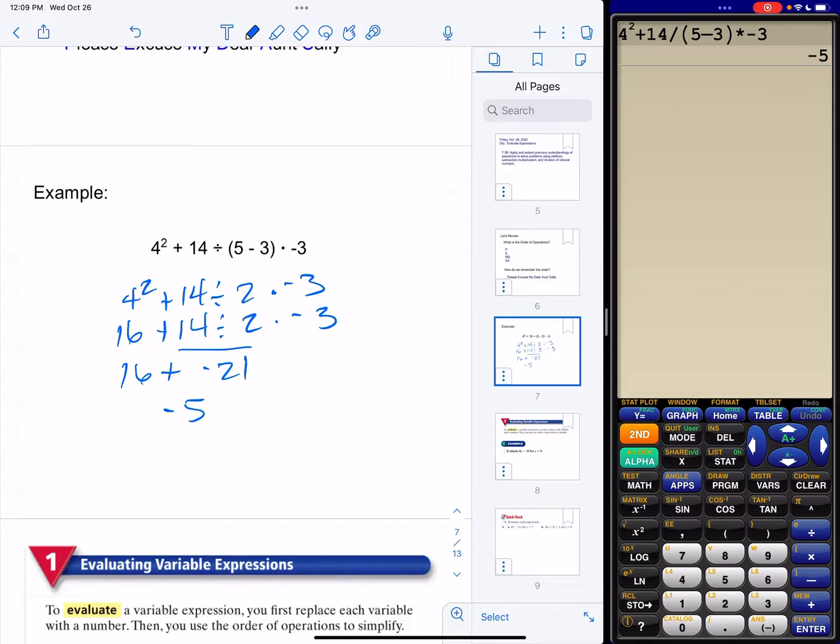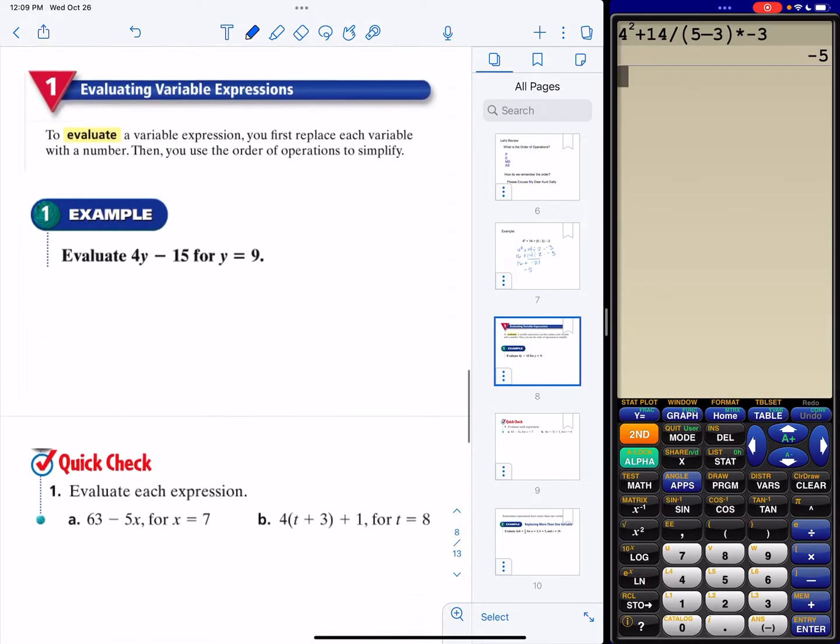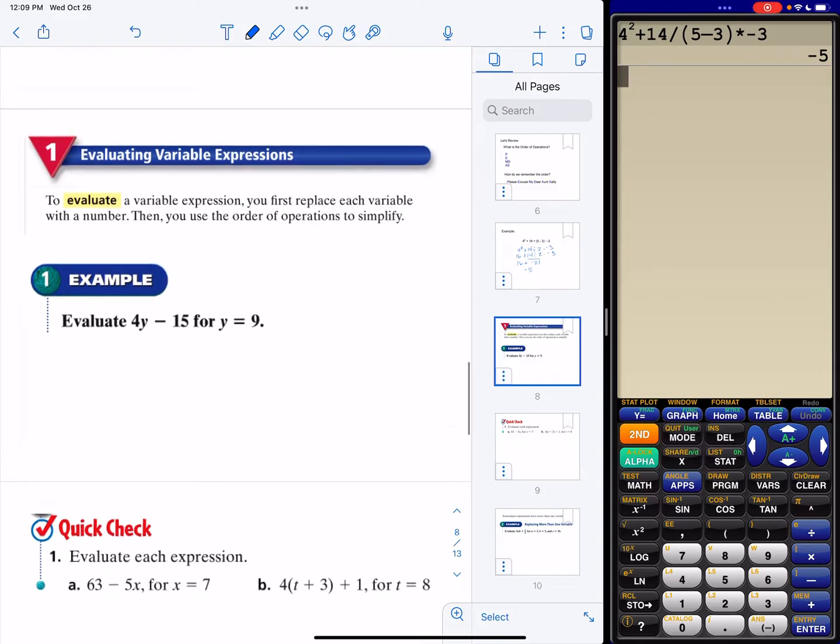So we have to understand the idea of order of operations, even though our calculator does know that for us as well. Well, that's really what we're going to be doing. Okay, so today we're going to be evaluating expressions. So to evaluate means, okay, we need to kind of understand that. To evaluate means that we're going to first replace each variable with a number, and then we're going to use our order of operations to come up with an answer. And that's what that simplify means.